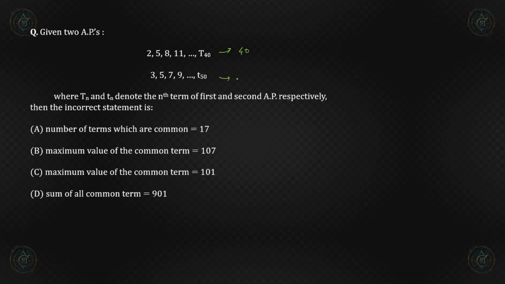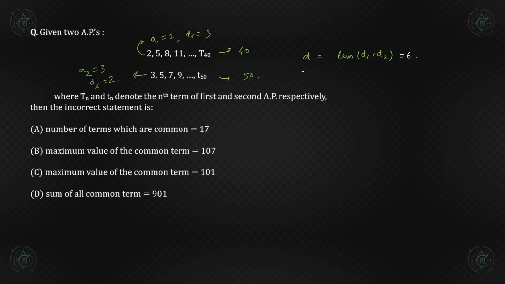And this AP consists of 50 terms. So for this AP, we have the first term equal to 2, right? And the common difference equal to 3. And for this AP, we have the first term equal to 3 and common difference equal to 2. Okay. So what will be the common difference of the common AP or the combined AP here? This common difference of the combined AP will be the LCM of D1 and D2, right? So this becomes equal to 6.